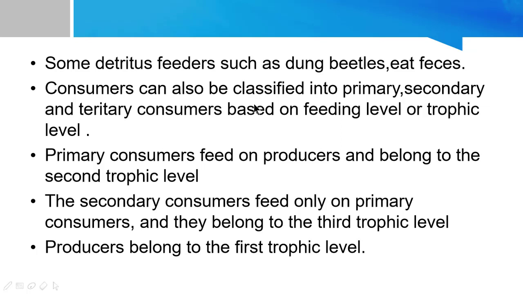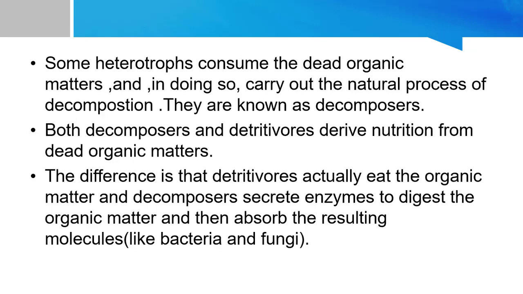Consumers can also be classified into primary, secondary, and tertiary consumers based on the feeding levels or trophic level. Primary consumers feed on the producers and belong to the second trophic level. The secondary consumers feed only on primary consumers and they belong to the third trophic level. The producers belong to the first trophic level.